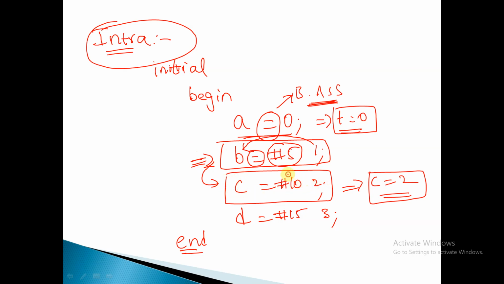After 5 time units, it will come to the second step, that is C is equal to #10 2. Then after 10 time units, my RHS value will be updated to the LHS side. That is after 15 time units, my C will get the value of 2.